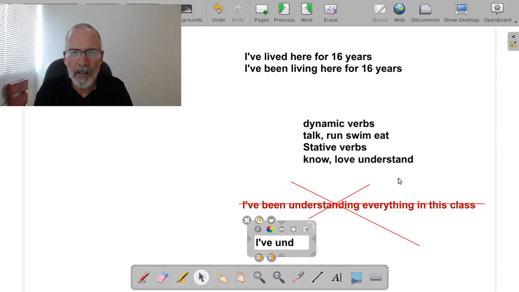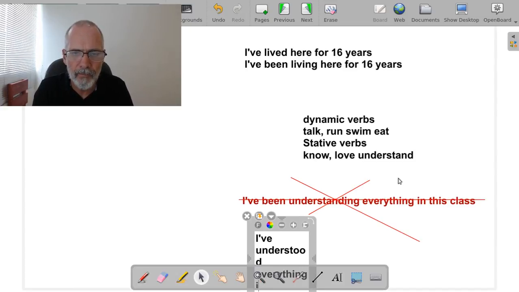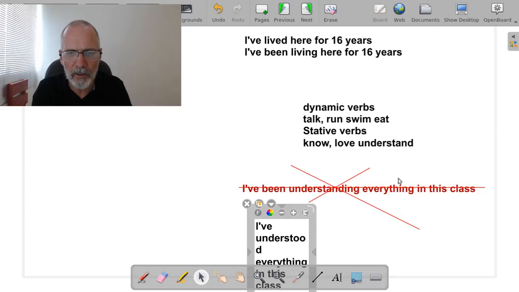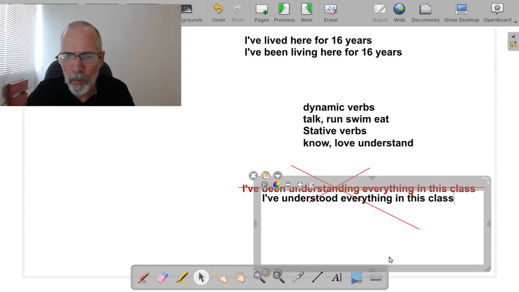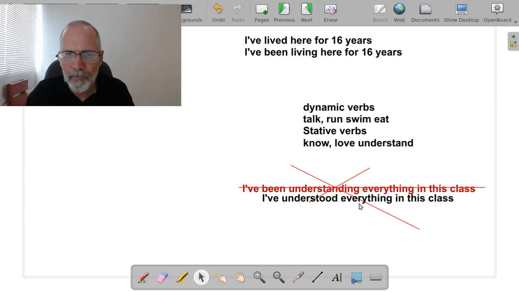I've understood everything in this class. Understand is an irregular verb. You have to put the stative verbs in the simple.